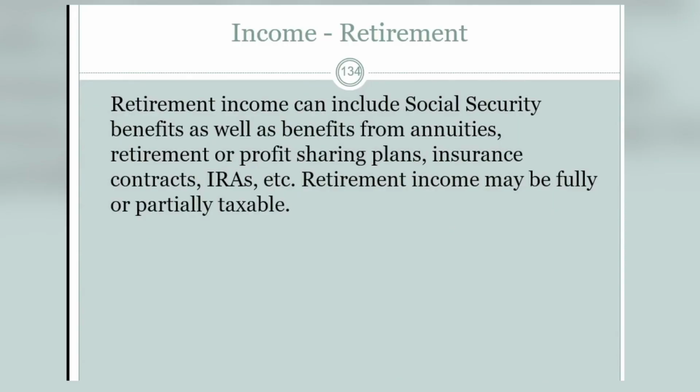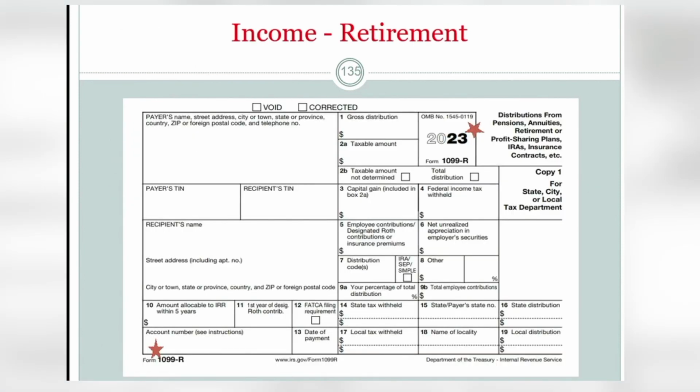So retirement income can include Social Security benefits as well as benefits from annuities, retirement or profit sharing plans, insurance contracts, IRAs, and etc. Retirement income may be fully or partially taxable depending on when it's been withdrawn. So this is what a standard 1099 looks like. Mostly all of them come exactly like this.